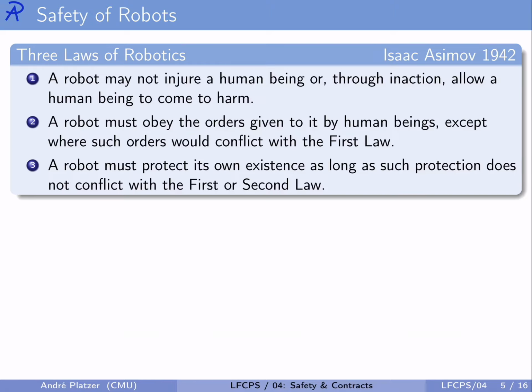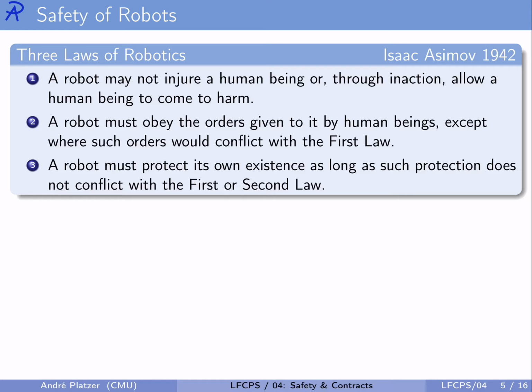Fortunately, Isaac Asimov already argued how to do that with his three laws of robotics. First, a robot may not injure a human being or, through inaction, allow a human being to come to harm. Makes sense. Second, a robot must obey the orders given to it by human beings, except where such orders would conflict with the first law. Makes sense. Third, a robot must protect its own existence as long as such protection does not conflict with either the first or the second law. Beautiful. I guess now we know what safety of robots has to look like.